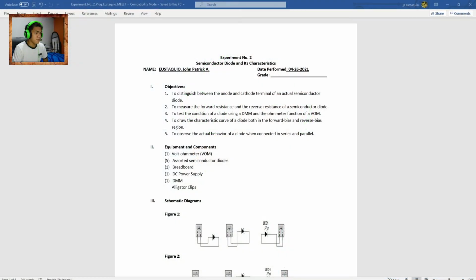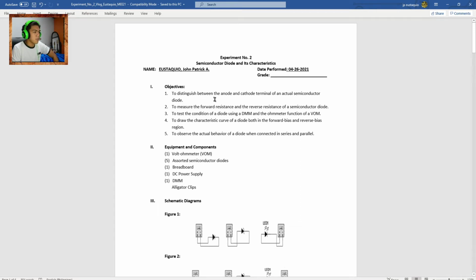Let's begin now. In today's video, I'm going to discuss Experiment 2 of semiconductor diodes and its characteristics. So, here are the objectives.